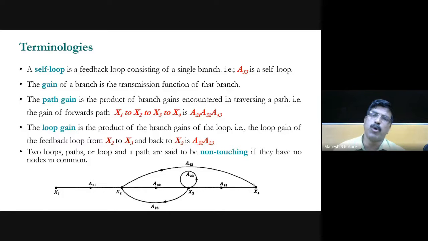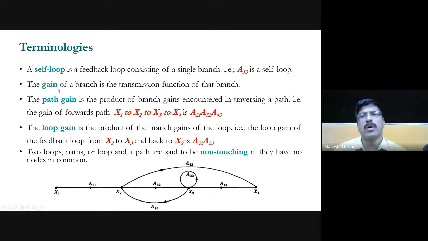Now what is meant by self loop? A self loop is nothing but a feedback loop consisting of a single branch, that is a33 here. It is starting from this x3 and terminating at this x3 without touching any other node. So this is called the self loop.